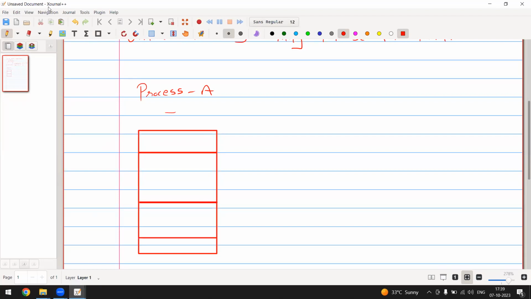And after that, each segment is divided into pages. So each segment is divided into pages. If you want to access an individual segment, then within the segment there is paging. So for each segment, you have to maintain one page table. For each segment, you have to maintain one page table.